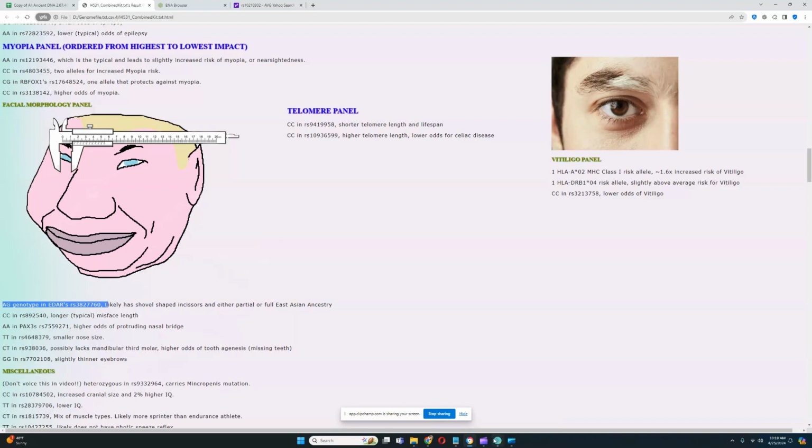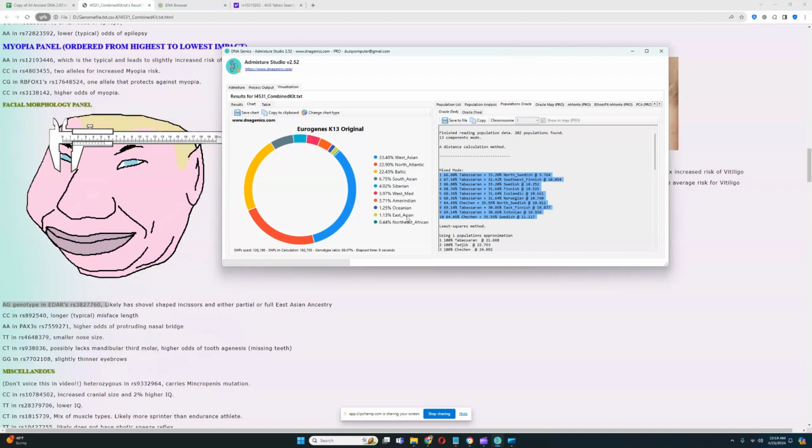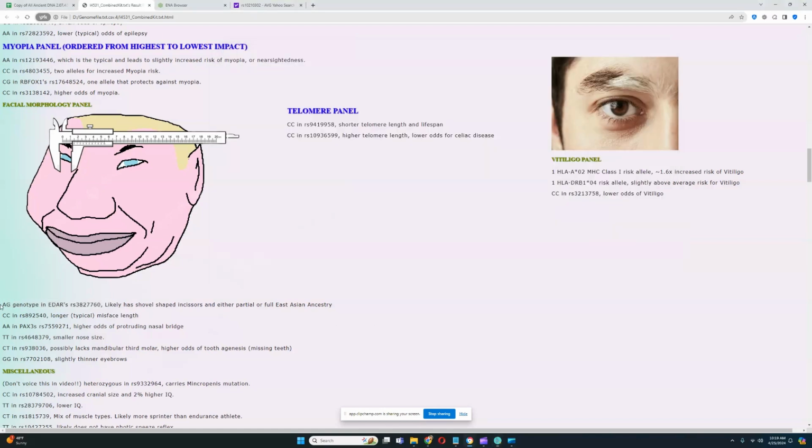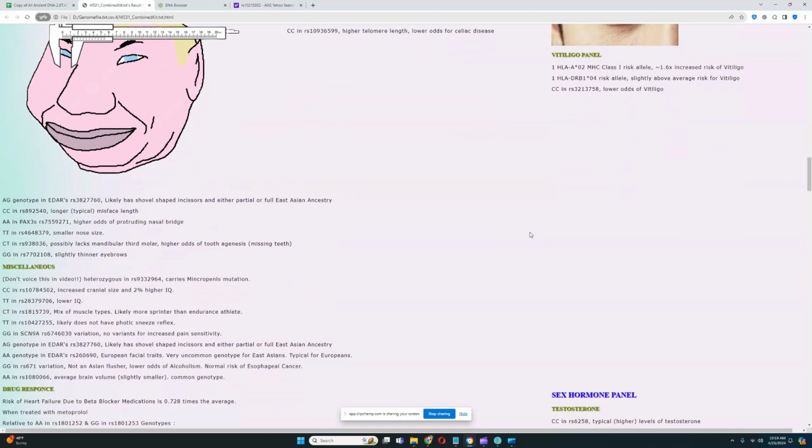And for somebody who only scores, how much do they score East Asian? They score 1% East Asian, 1% Oceanian, 3% Amerindian, and 4% Siberian. So in total, they score 10% East Eurasian, it's okay. For somebody who scores 10% East Eurasian in total, I can understand how they have a heterozygous genotype in EDAR, but it's still kind of interesting. Smaller nose size, slightly thinner eyebrows, higher odds of protruding nasal bridge, longer mid-face length. Definitely very interesting.